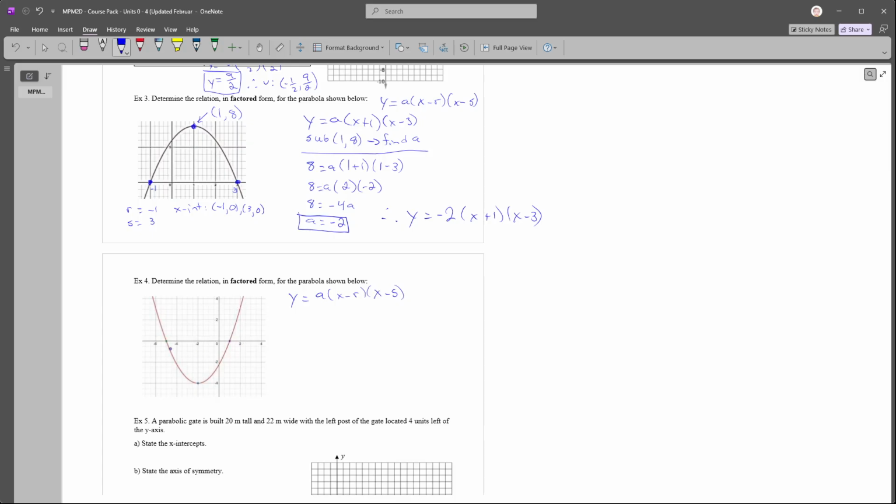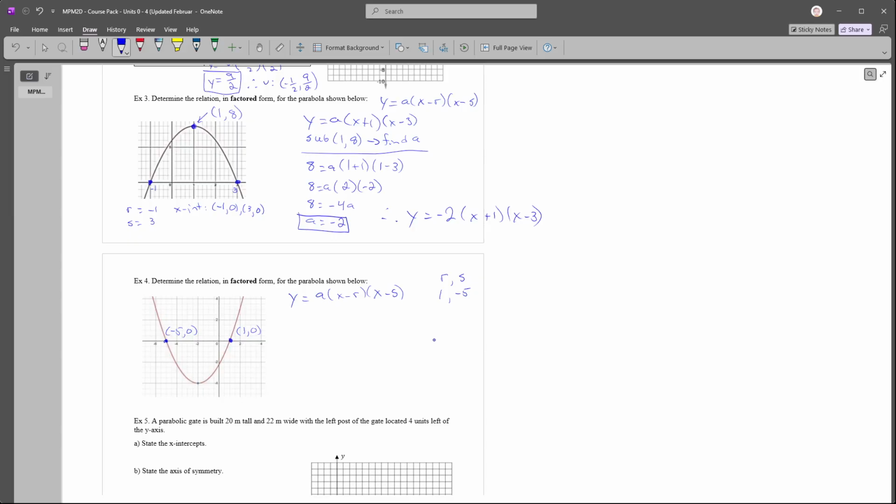So where are we hitting the x-intercepts? When we count over, we can see right there, that's at location, looks like 1, 0. And over here, it looks like we're at negative 5, 0. So that tells me that r and s are equal to, let's say, 1 and negative 5.